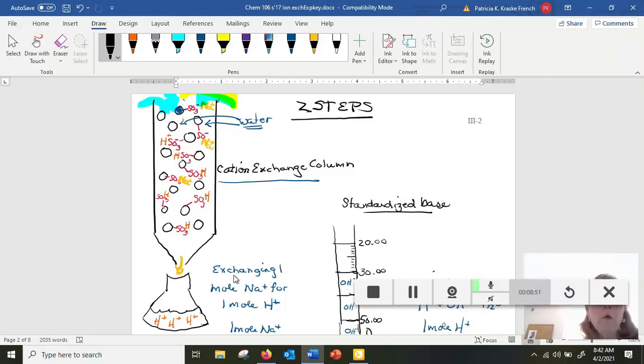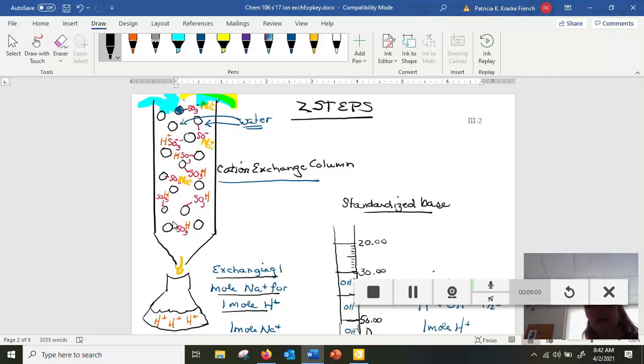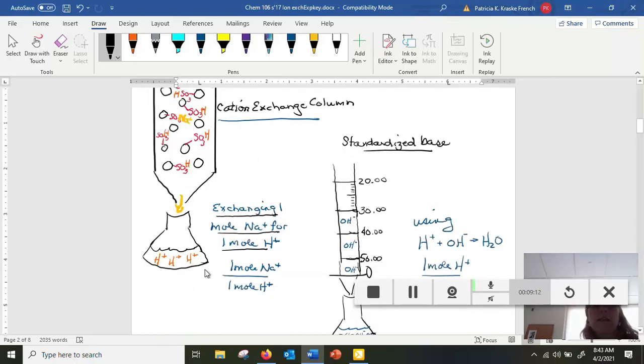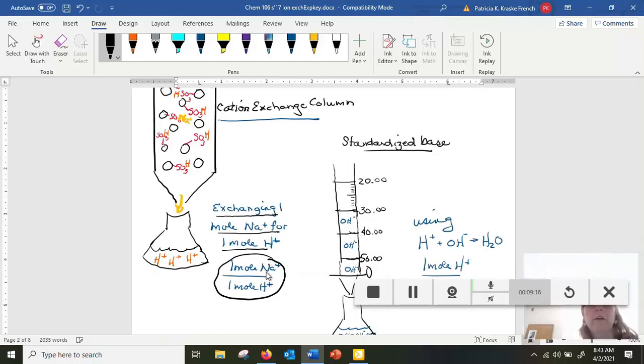Okay, so now we have actually exchanged 1 mole, well, 1 particle of sodium for 1 particle of hydrogen. You can see how that worked. And on a large scale basis, it's 1 mole of sodium for 1 mole of hydrogen ions. And we're going to need that kind of stoichiometry, so I'm going to circle it right there. That's going to become important later on.